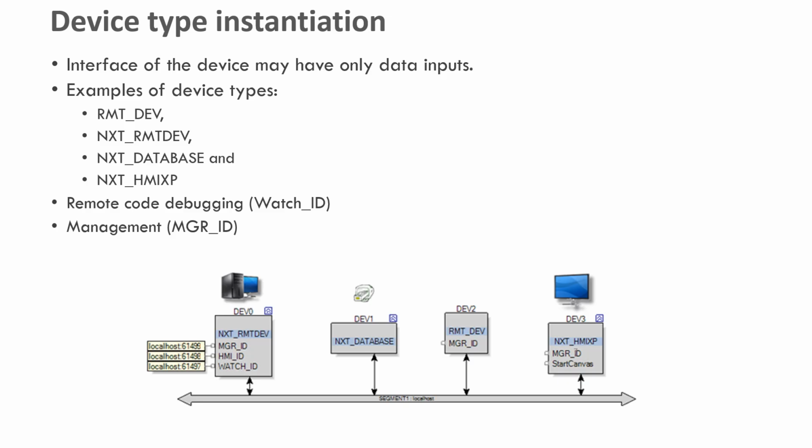The parameters of the device are used to tell, for example, how this device can be identified and contacted. For example, in NXT remote device type, there are 3 parameters, one of which is watch ID, used for transmitting the debugging data to the engineering tool. And the manager ID is used for communicating with the device by the management protocol defined in IEC 61499.